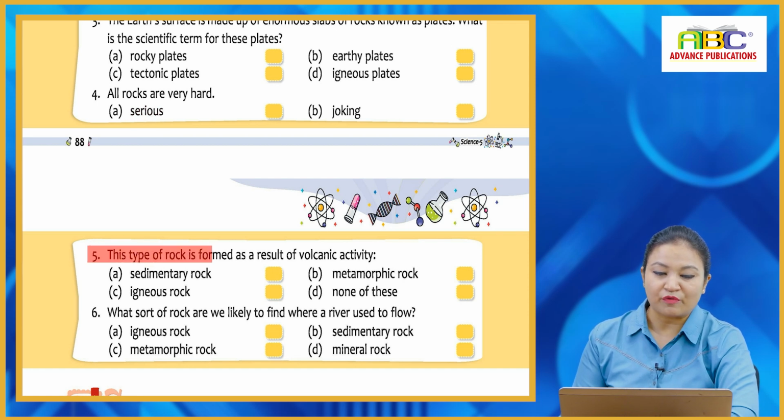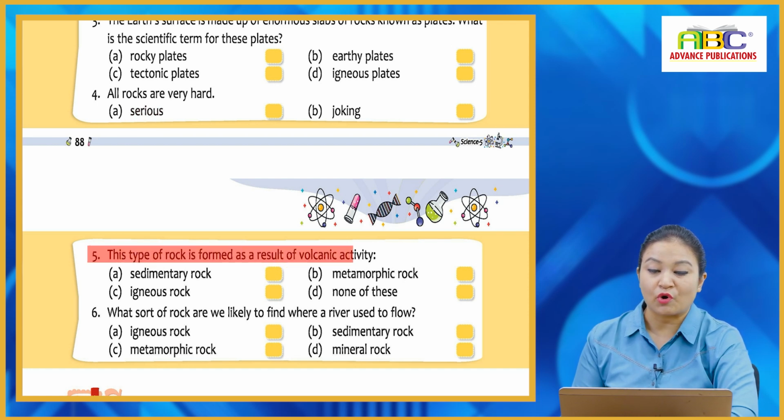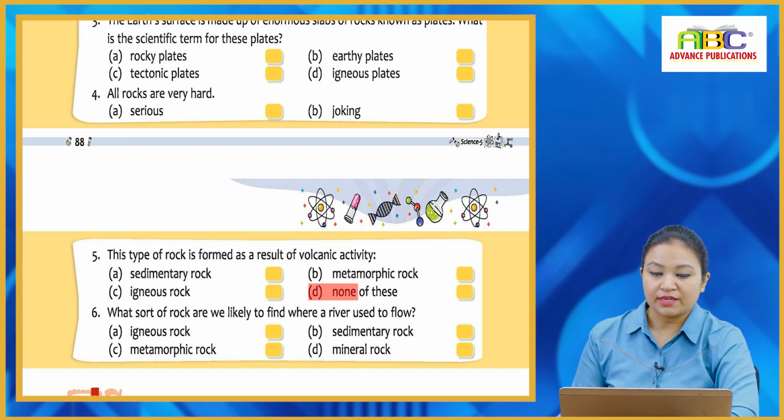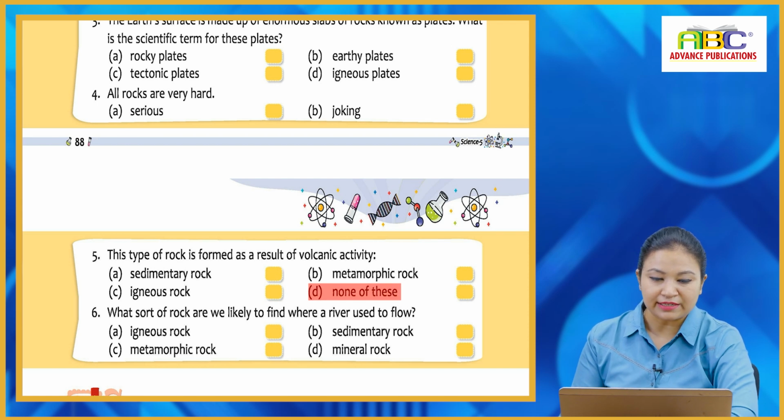Fifth, this type of rock is formed as a result of volcanic activity. A, sedimentary rock, B, metamorphic rock, C, igneous rock, D, none of these. So the correct answer is, can you guess it? Yes, it is C, igneous rock.